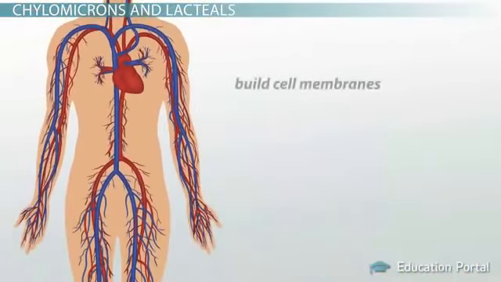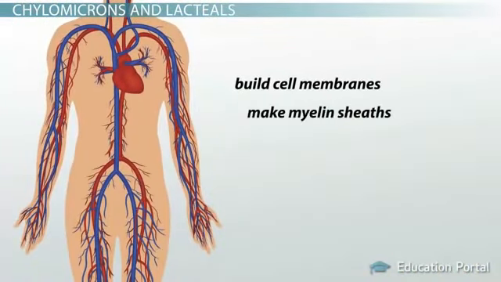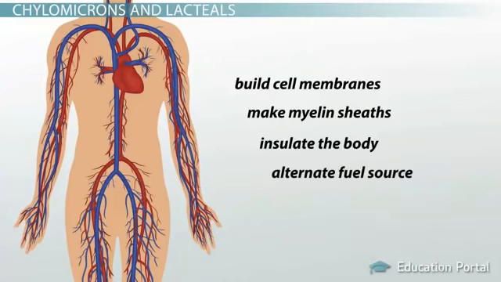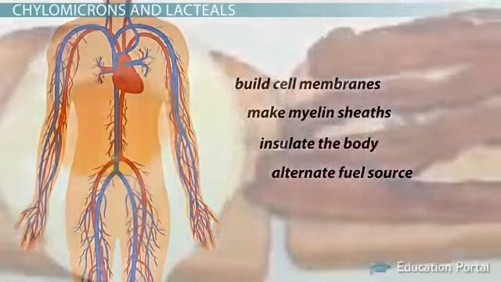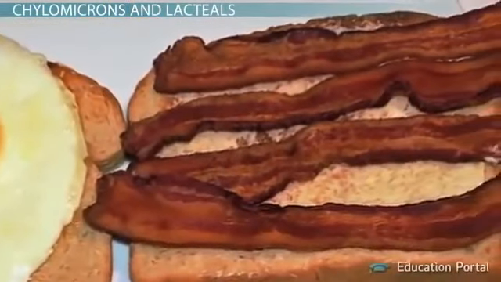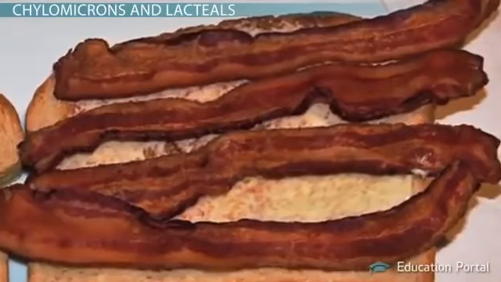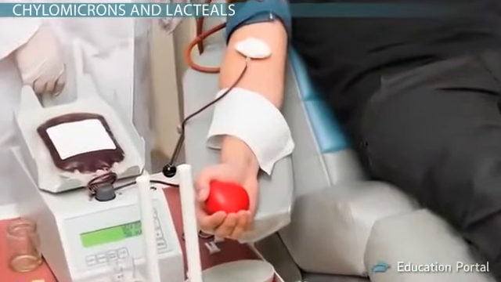They are used to build cell membranes, make the myelin sheaths that coat your nerves, and of course insulate the body with a fatty cushion. Fats can also be used as fuel for your body if there are not enough carbohydrates in your system. And although you need fats for these important body functions, you can have too much of a good thing. For example, a high level of triglycerides in your blood can increase your risk of heart disease.